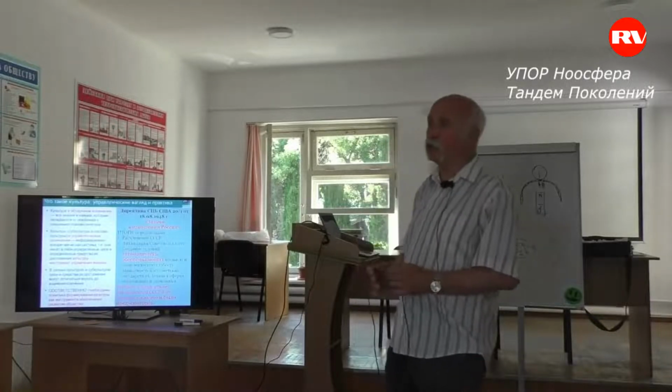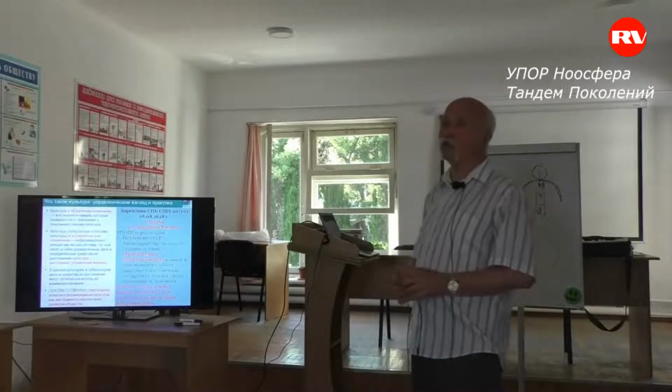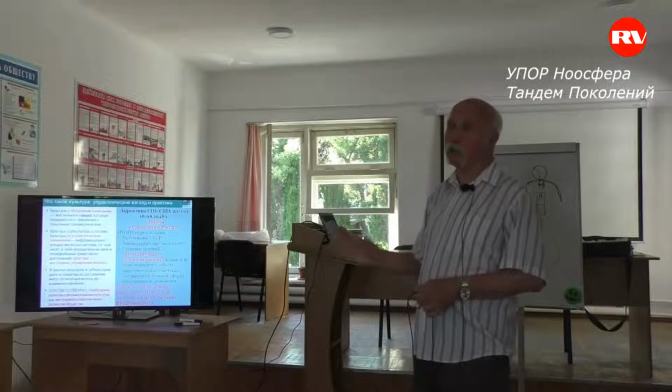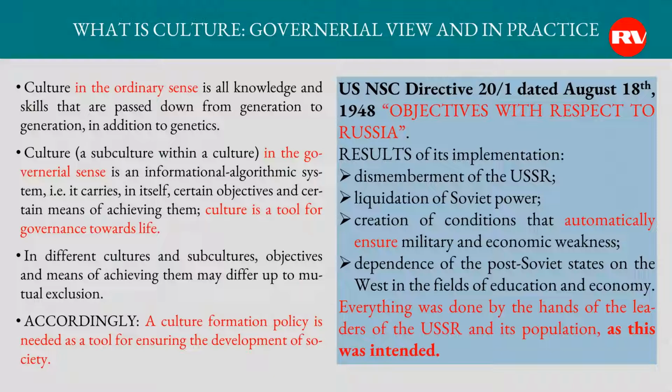Now look at what culture is as an instrument of governance. In the ordinary understanding, culture is either something vague or knowledge and skills that are passed from generation to generation in addition to genetics. And if we look at culture from the point of view of theory of governance, then culture is an informational algorithmic system. It carries in itself a set of objectives, ordered by significance.